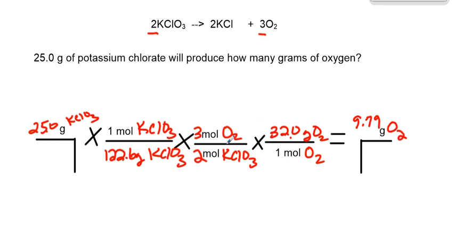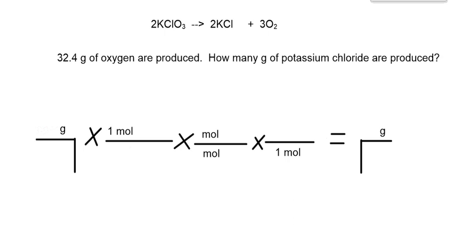Okay, and that's how you do gram-to-gram stoichiometry. Technically, it's a 3-stepper. But really, stoichiometry exists right here when we use the moles as compared to our balanced equation. That's a mole conversion there, and this is a mole conversion here. Let's try one more example to see this pattern. 32.4 grams of oxygen are produced. How many grams of potassium chloride are produced? Okay, let's fill in our gaps here.